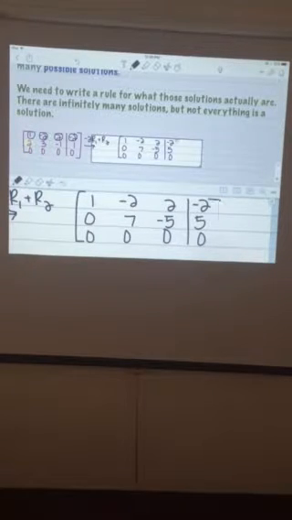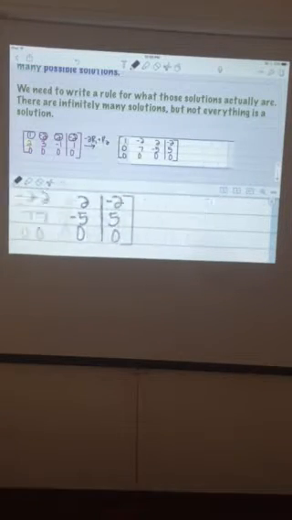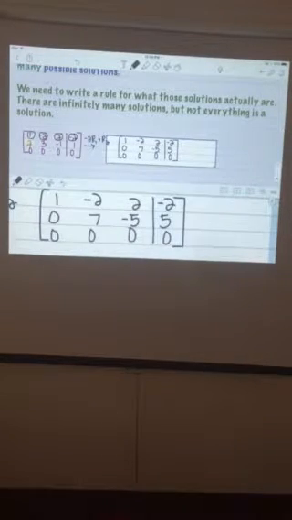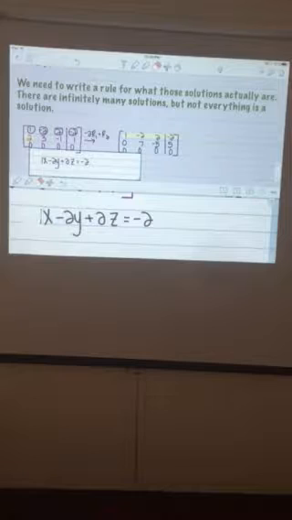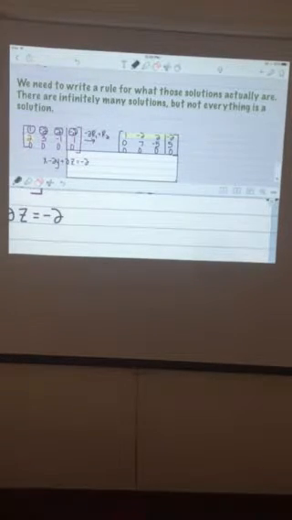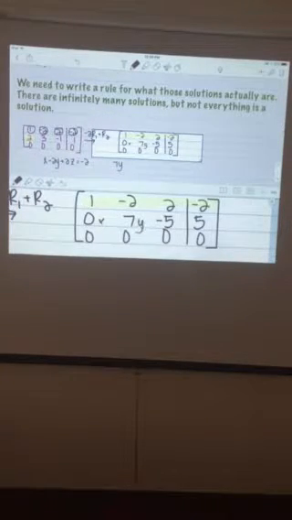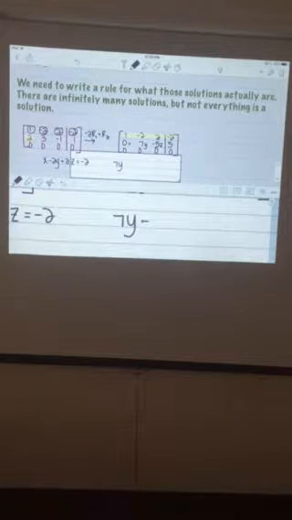All right, now that I've eliminated one of the variables, I can rewrite this out of matrix form. So my two equations that I have now are this first equation, which would be 1x minus 2y plus 2z equals negative 2. And of course, I don't actually need to write the 1 in front. So just x minus 2y plus 2z is negative 2. And my second equation would be 7y, because it goes x, y, z. So 7y minus 5z equals 5.